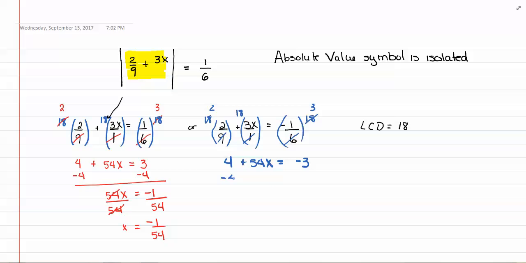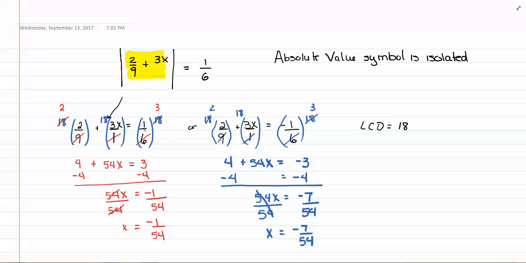When you take away 4, this is going to be a negative 3 and a negative 4, which gives you negative 7. Then divide by 54. So x equals negative 7 54ths.